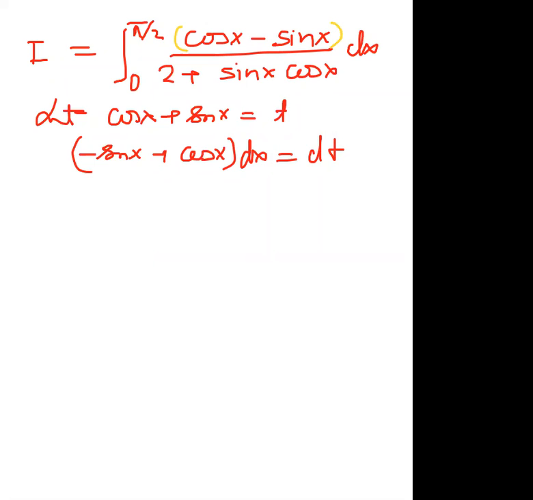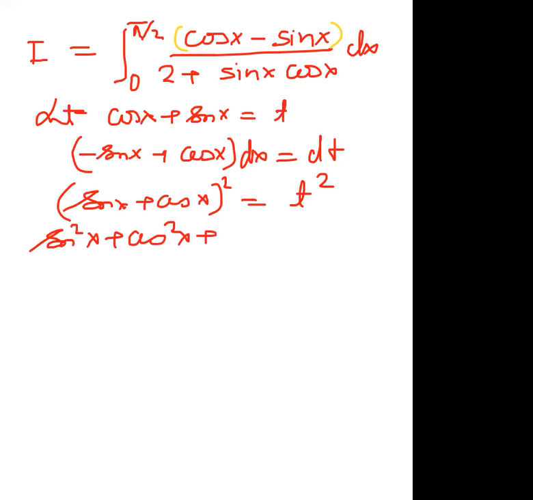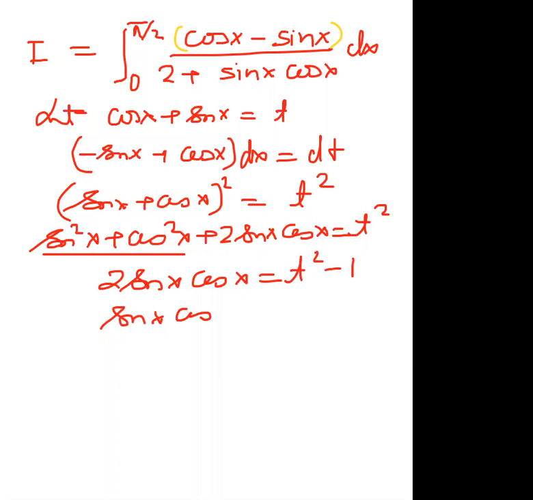We have not got it in the same manner as was expected. So squaring both the sides, sin x plus cos x equals to t. Squaring both the sides, sin square x plus cos square x plus 2 sin x cos x equals to t square. This will become 1, 2 sin x cos x equals to t square minus 1. Sin x cos x equals to (t square minus 1) by 2. This we need to put in the question. So let us put it in the question.